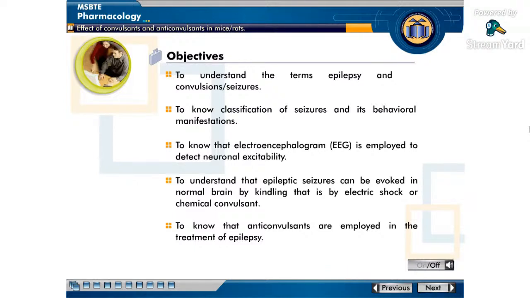The objectives of this experiment are to understand the terms epilepsy and convulsions or seizures, to know the classification of seizures and its behavioral manifestations, to know that electroencephalogram, that is EEG, is employed to detect neuronal excitability, to understand that epileptic seizures can be evoked in a normal brain by kindling, that is, by electric shock or chemical convulsant, and to know that anticonvulsants are employed in the treatment of epilepsy.